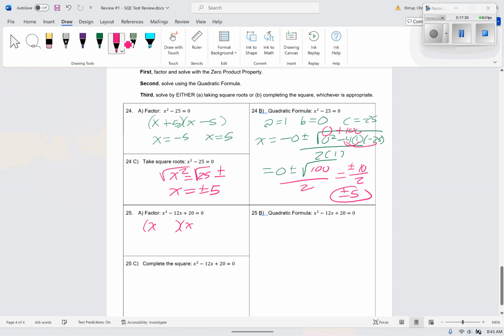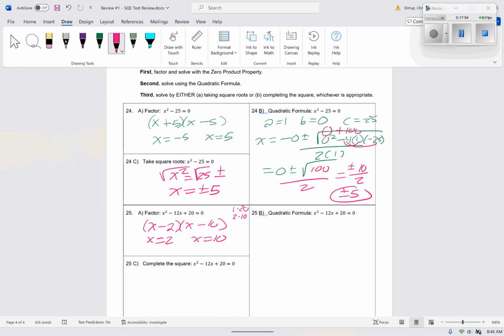Number 25, let's see if we're going to factor it. x and x, we can do it the faster way. They're both negative, right? Because negative times negative, you get that last term has to be positive. So the factors of 20 are 1 and 20, 2 and 10. 2 and 10 are going to work. Set those equal to 0, so x equals positive 2, x equals positive 10.